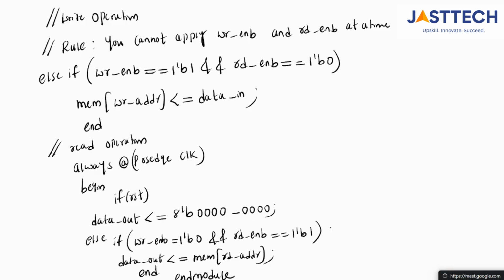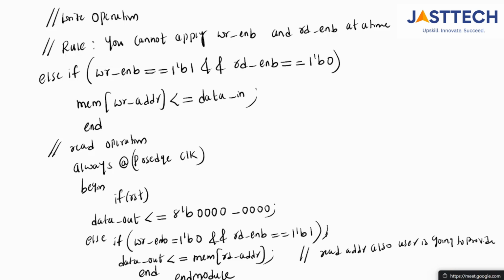Whatever the read address is, the user is going to provide it. Read address is also provided by the user. So did you understand this code? Any doubts or queries? Okay, this is the RAM code.